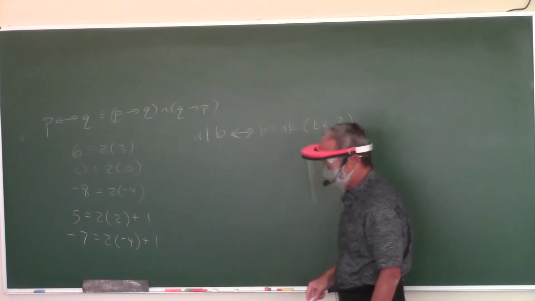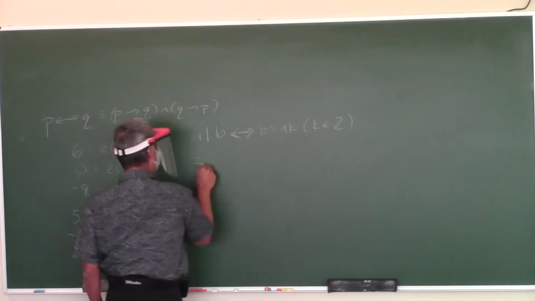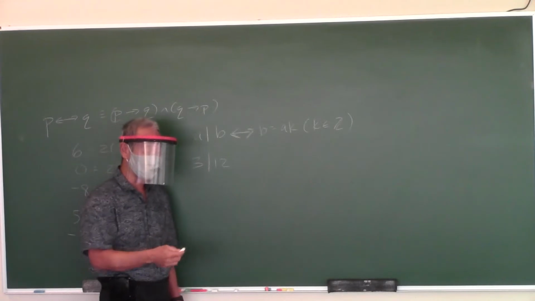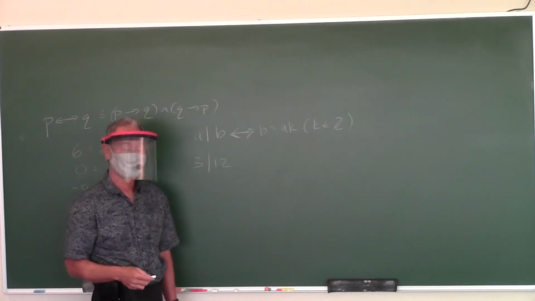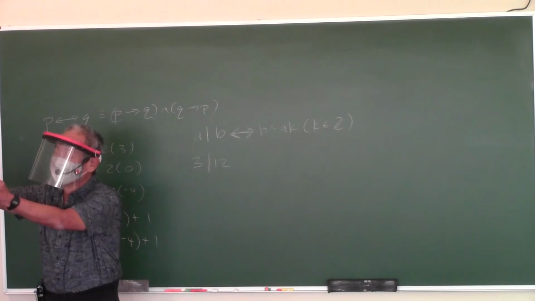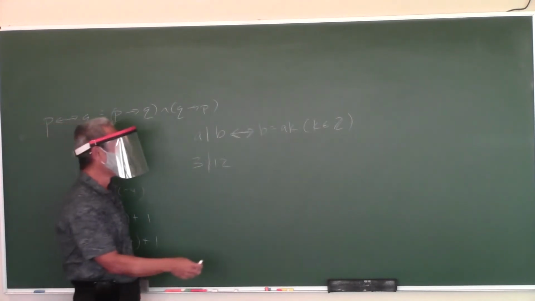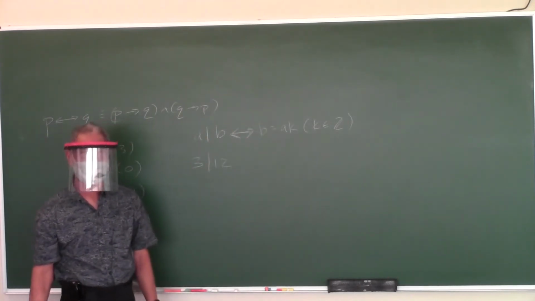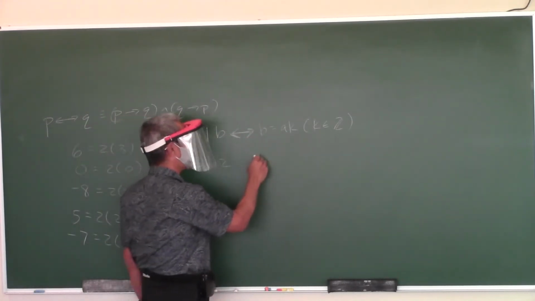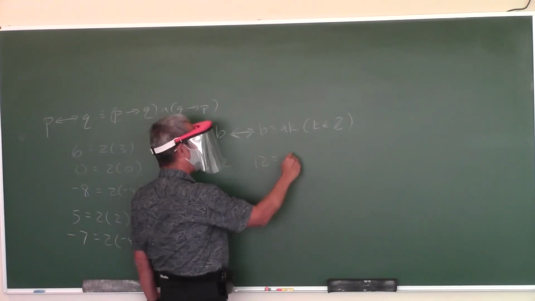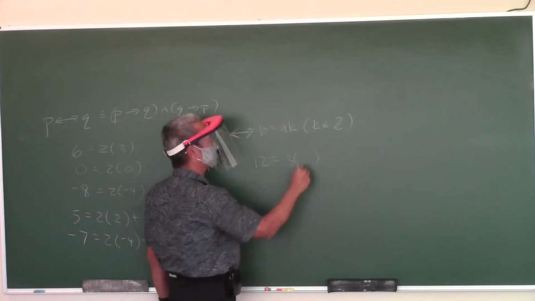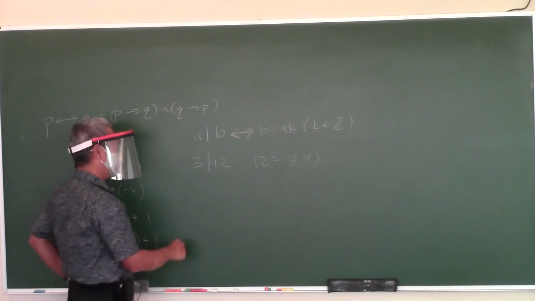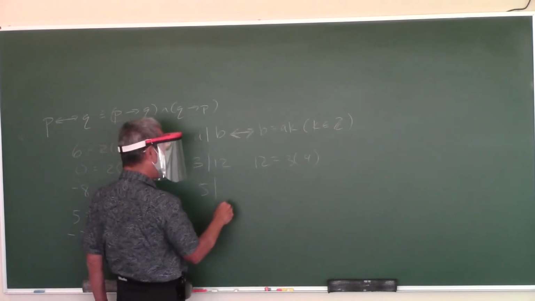Okay, so let me ask you this question. Is 3 a factor of 12? Yes. Or 3 divides 12? Yes. Why? No, you have to refer to the definition. Are you paying attention, or are you in your own world? Yes, because 12 is equal to 3 times some integer, which is 4. I think we have to do another one. Does 5 divide 30?